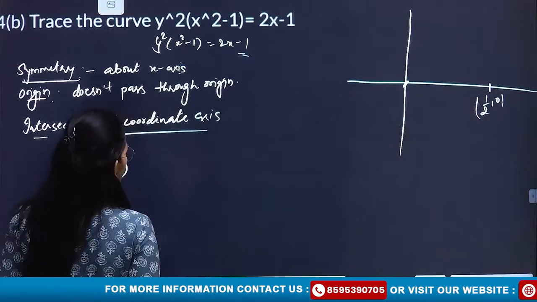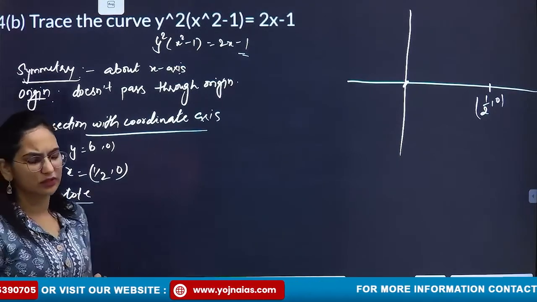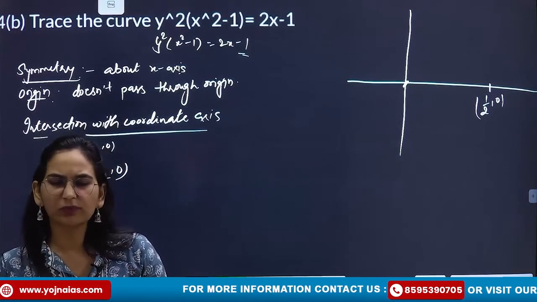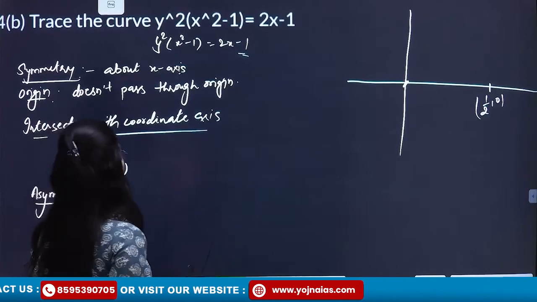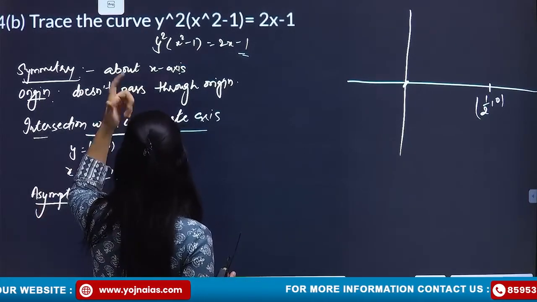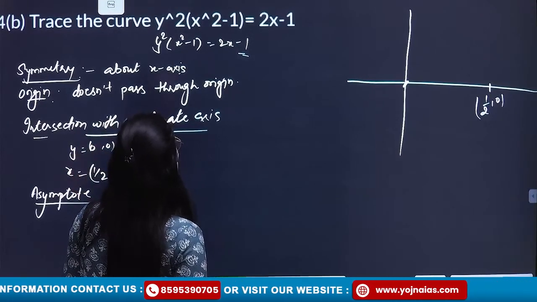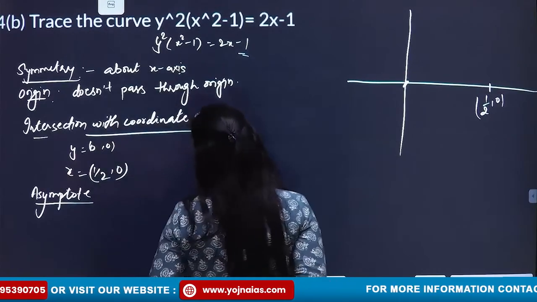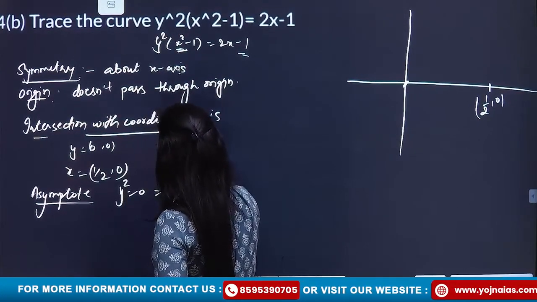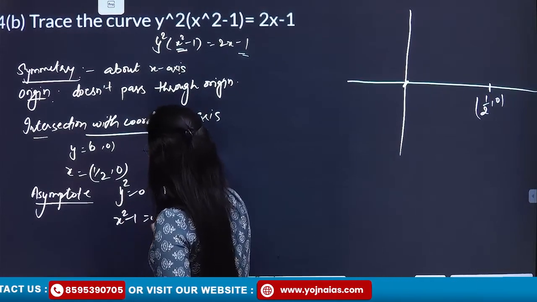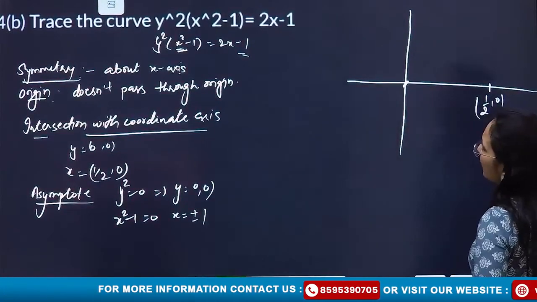Then what we need to check next is asymptote. First we will check parallel ones. If the degree of the parallel asymptote is equal to the degree of the curve, then we will say that only parallel asymptotes are there, and if they are less than the degree of the curve, then we will say that the curve has oblique asymptotes as well. For asymptotes parallel to x-axis, we put the coefficient of highest degree power of x equal to 0, and for parallel to y-axis, the coefficient of highest degree power of y equal to 0, that is y square.